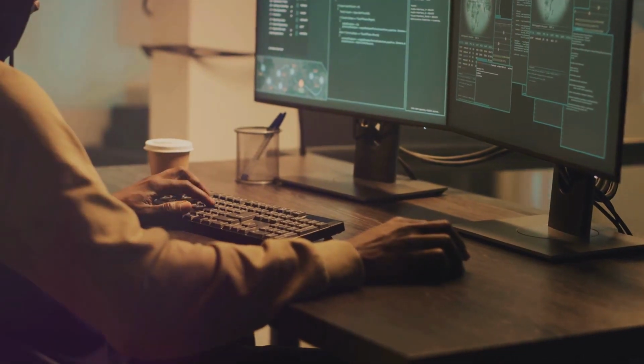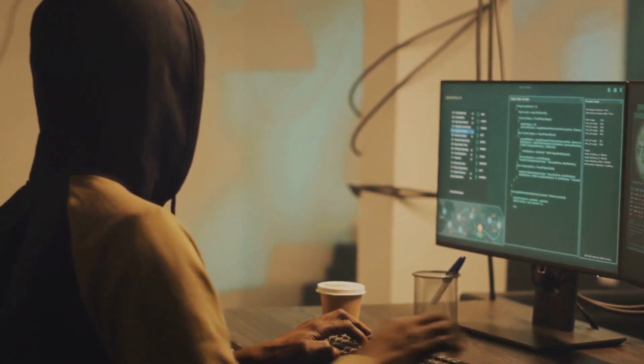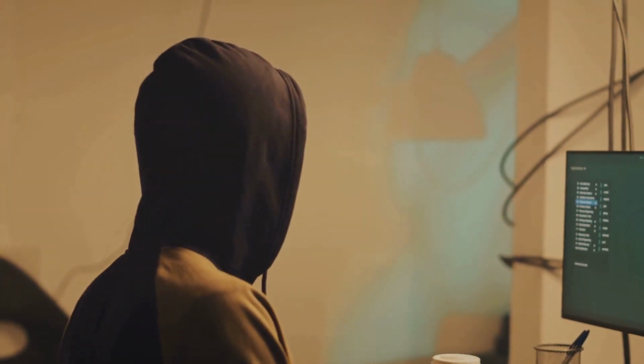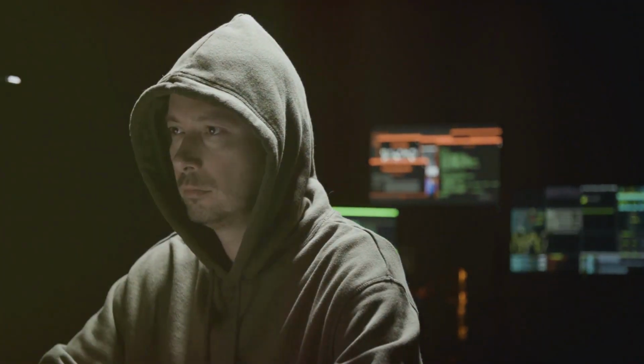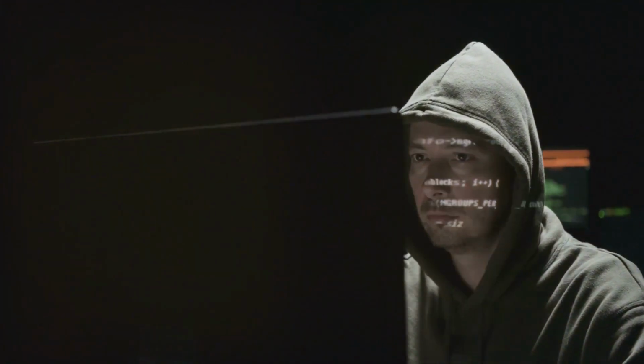So, now that we've understood how asymmetric encryption works, what makes it so important? Asymmetric encryption, also known as public key encryption, is the backbone of internet security. It's a system that uses two keys, a public key to encrypt data, and a private key to decrypt it. This two-key system is what makes it so robust. Even if someone intercepts the encrypted data, they won't be able to read it without the private key.